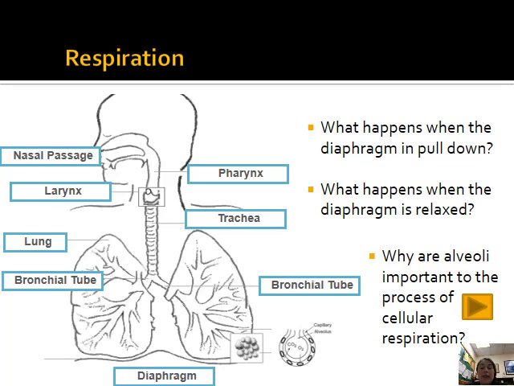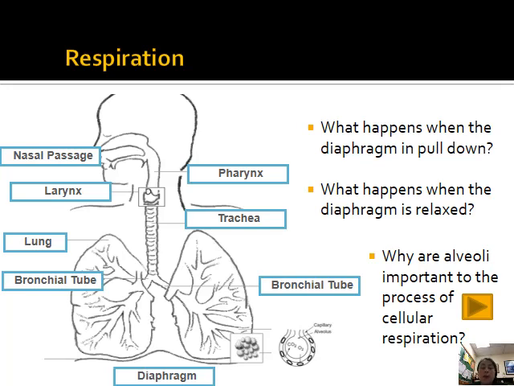When the diaphragm is relaxed, it creates a dome. This dome reduces the space in the chest cavity, increases the air pressure. This increase in air pressure is going to force air out through the bronchial tubes, through the trachea, and out the nasal passage. So when the diaphragm is pulled down, you inhale, and when the diaphragm is relaxed, you exhale.